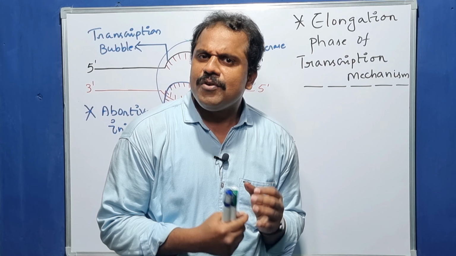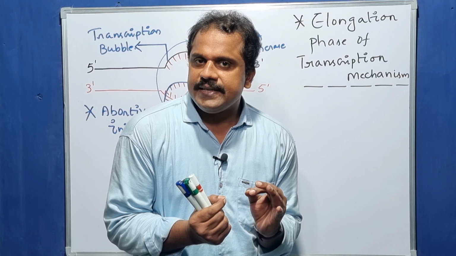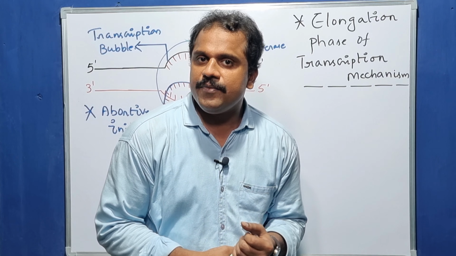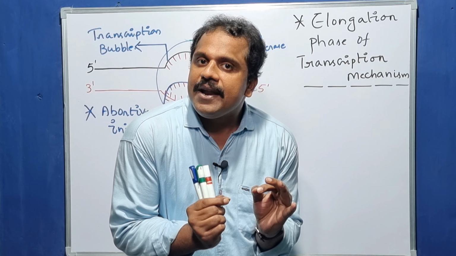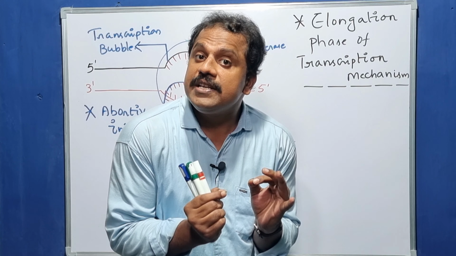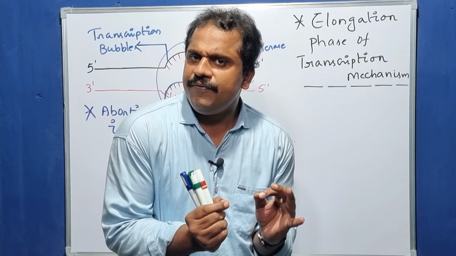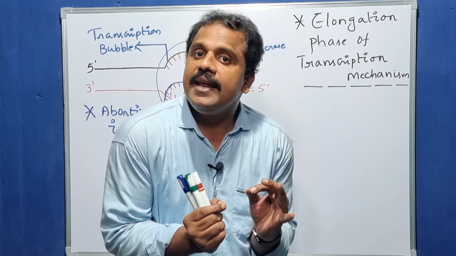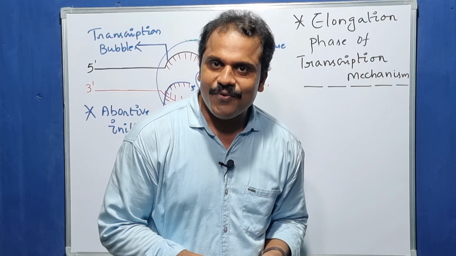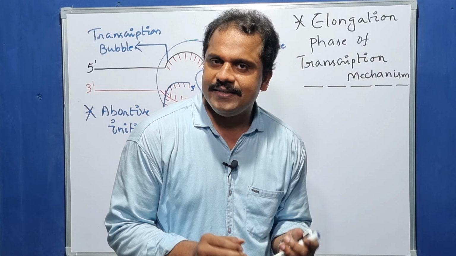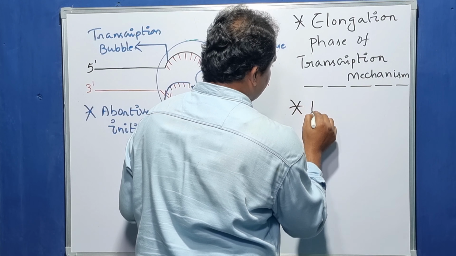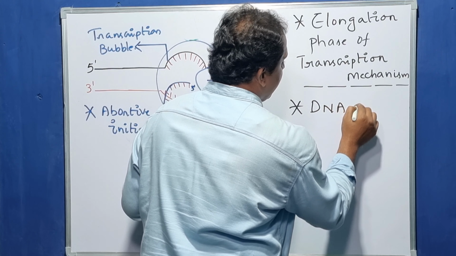Once the RNA polymerase enzyme incorporates the rNTPs in 5' to 3' orientation without taking advantage of a primer, it leads to the formation of a specific hybrid. And that hybrid is nothing but what? DNA RNA hybrid. Let me write it on the board. DNA RNA hybrid.